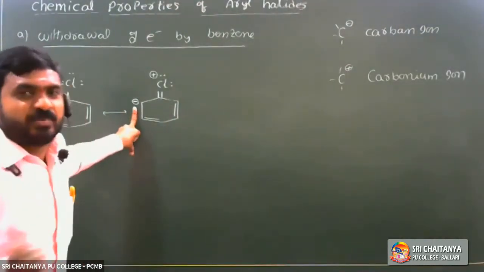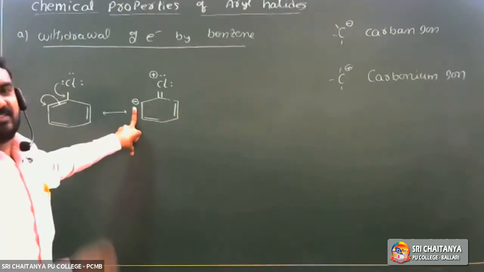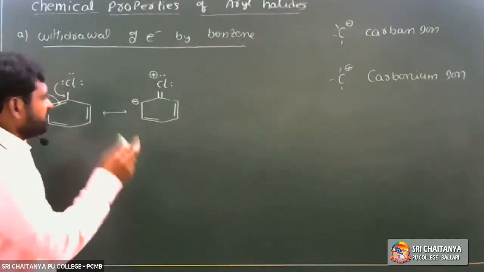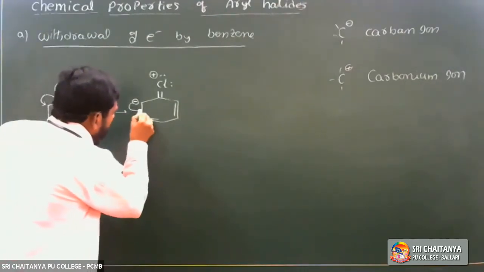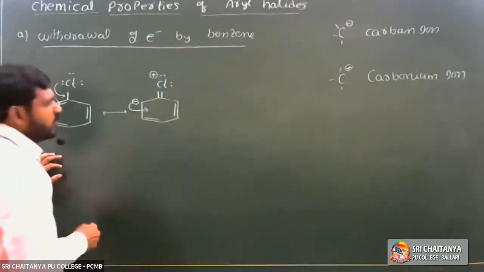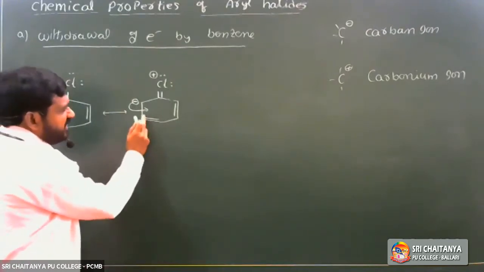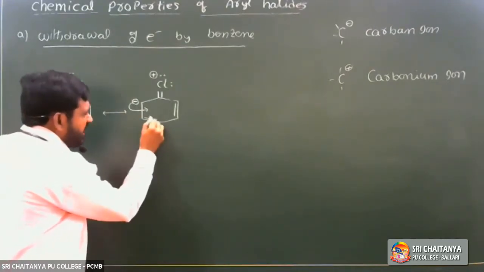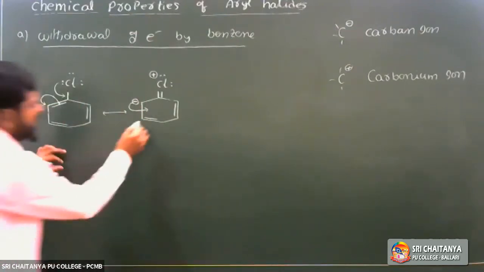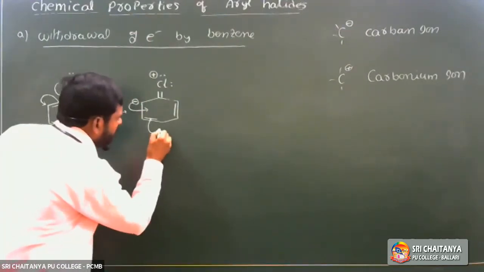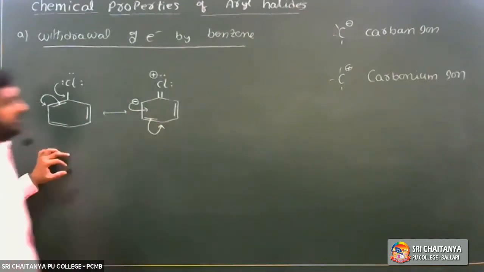It is stabilized by resonance. Okay. So this electron density is shifted to this position. So here electron density increases. So these pi electrons are shifted to this carbon.